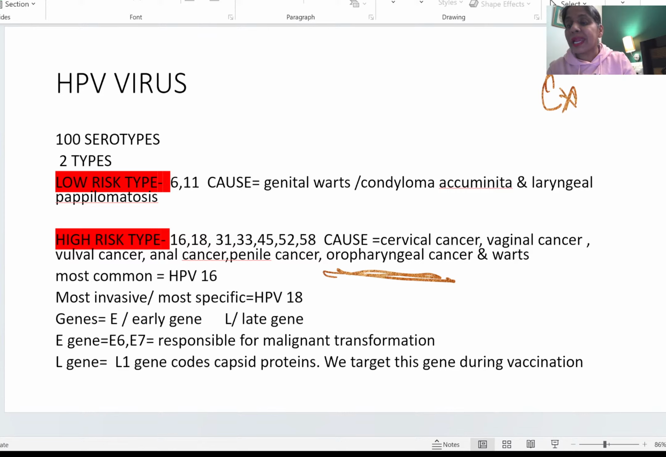So high risk types cause oral cancers and genital cancers. Among the oral cancers, there is only one, oropharyngeal. All the rest are genital cancers. In females, it causes cervix, vagina, vulva, anus. And in males, it causes anal and penile cancer. The most common HPV type which causes cancer is HPV 16.